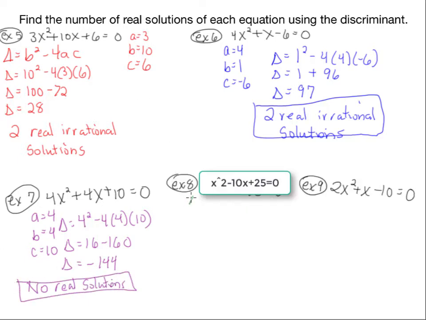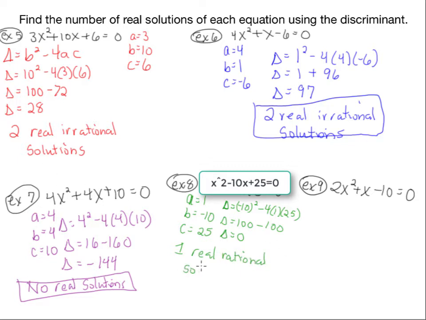In example 8, a would be equal to 1, b is equal to negative 10, and c equals 25. Plugging that into our discriminant formula of b squared minus 4ac and simplifying it down, we end up with the discriminant equal to 0. In this case, we only have one real solution to our equation. And since a, b, and c are rational numbers, the solution will be rational.